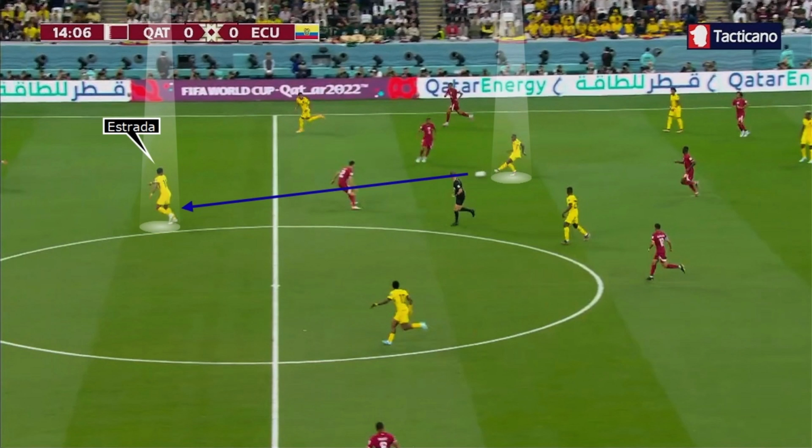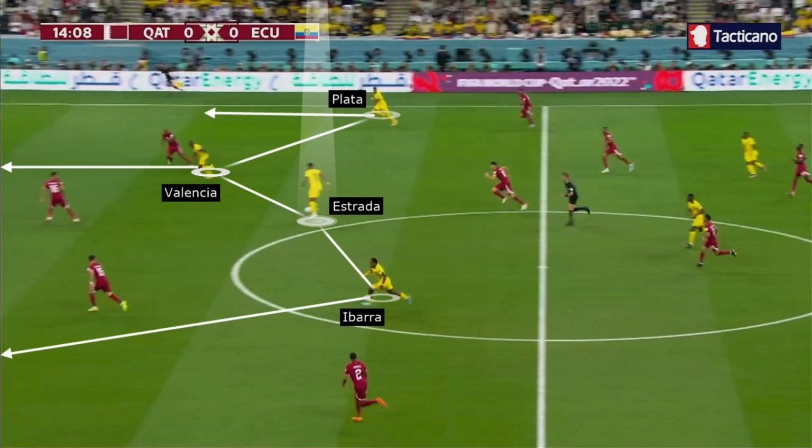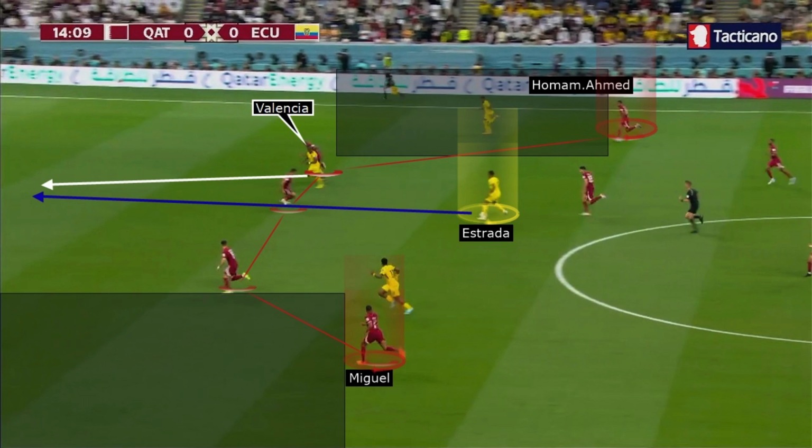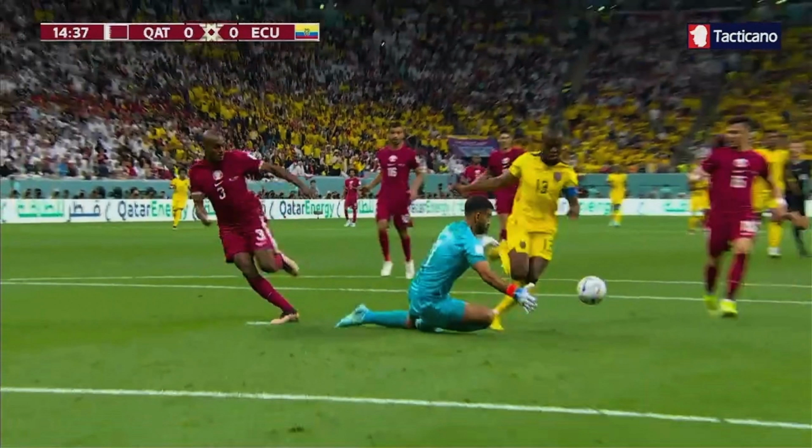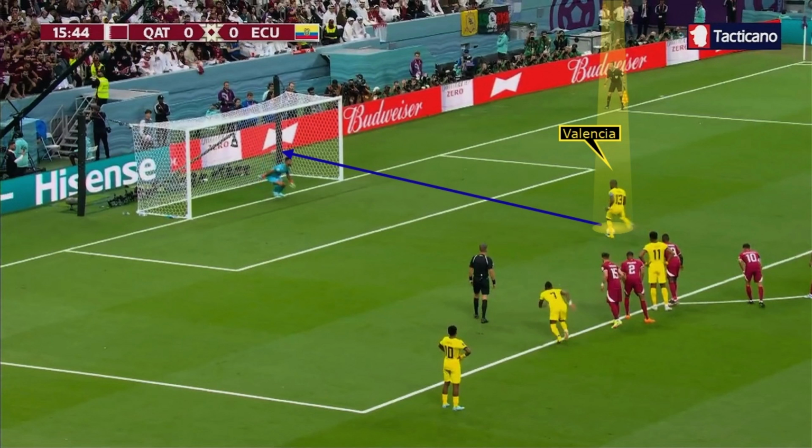He runs with the ball to the middle and here Estrada appears. He leads the offensive transition alongside the flying trio Ibarra, Valencia, Plata. Valencia escapes in space. He could have easily passed to Ibarra, but he decided to dodge and earn a penalty. Valencia calmly shot to the left of the goalkeeper.